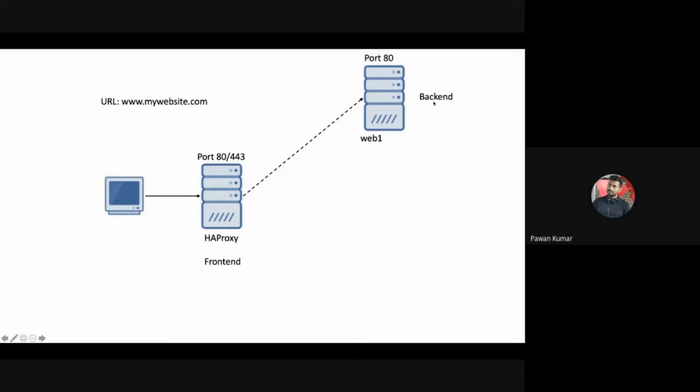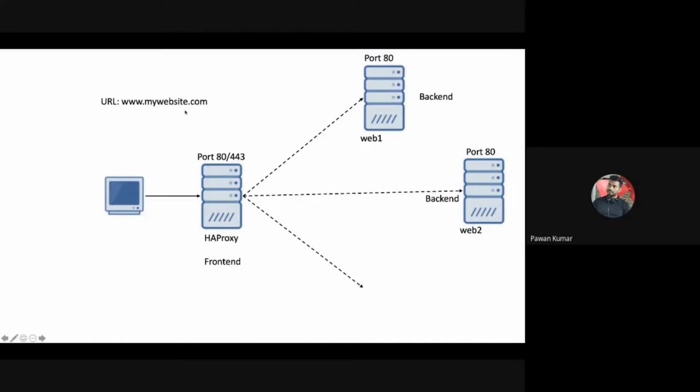So let's say I have this server. This is called Web1. The website is on Web1. So this is one of the backends, which is hosting mywebsite.com. After some time, I have added one more server, called Web2, which is also a backend for the same website. And I have also added a third server, Web3. According to the requirement, we can add more servers. If the traffic is increasing, we can add more servers so that the load can be balanced.